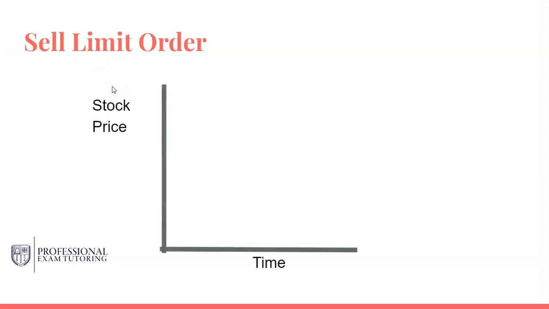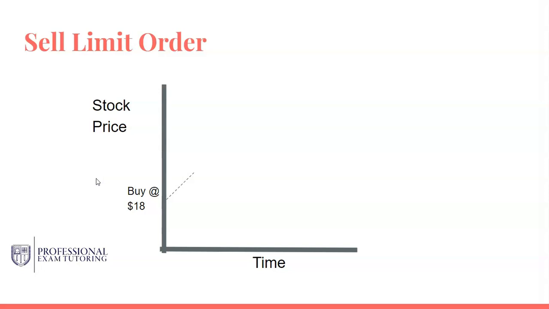This part of the lesson is going to focus on limit orders. So let's take a look at how a sell limit order works. Okay, so with a sell limit order, the first thing you're probably going to be starting off with is the purchase of some shares. So you buy stock at $18.